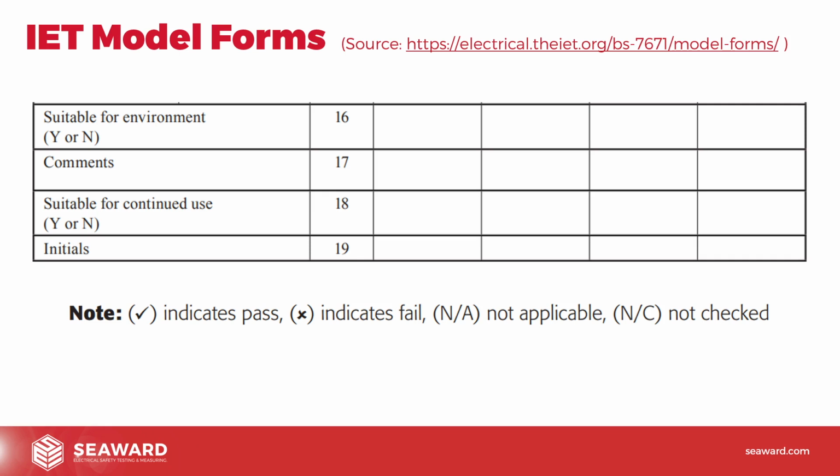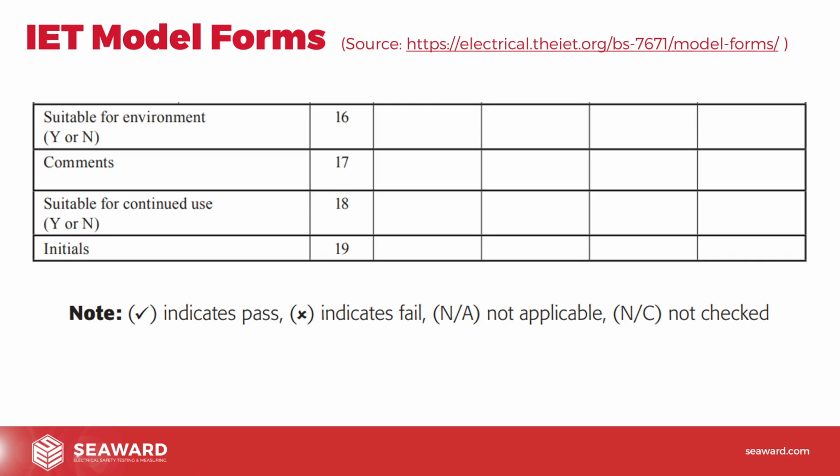Now, if it's not applicable, so for example, a class 1 test has an earth continuity. A class 2 test does not have an earth continuity. So if you've got a class 2 item, the earth continuity box, you would put in NA, not applicable, because it's not applicable to that particular piece of equipment.